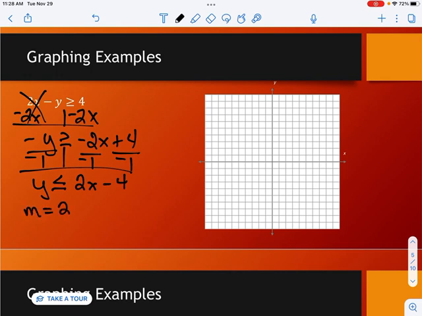My slope is 2. My y-intercept is -4. And this one's going to be a solid line. So 1, 2, 3, 4. From there, up 2, right 1. Up 2, right 1. It's a solid line. So there is my first line.